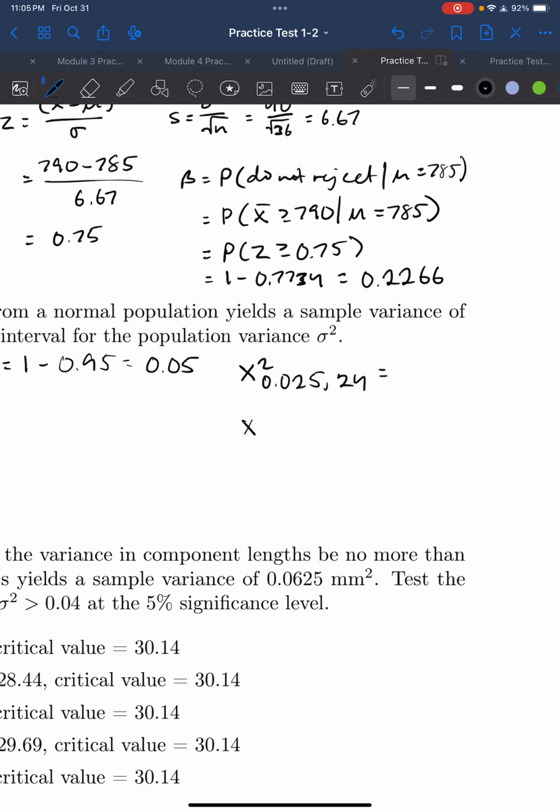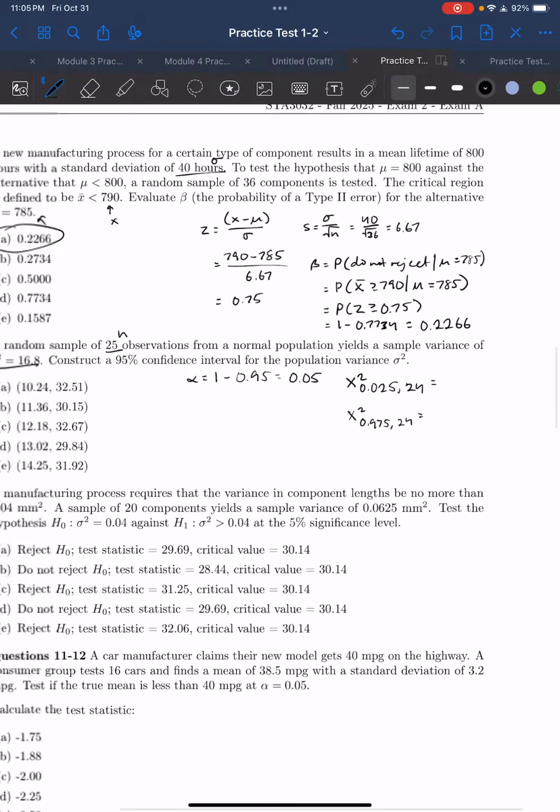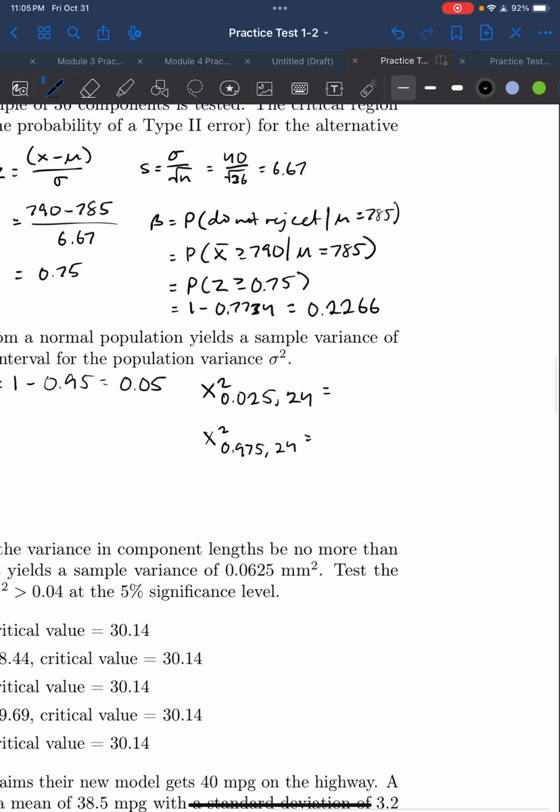And then we also need to calculate another value, which is our chi-square value of 1 minus our alpha divided by 2, so that would be 1 minus 0.025, which should be 0.975, and our same degrees of freedom. And so now we can look on our chi-square table to find these values.